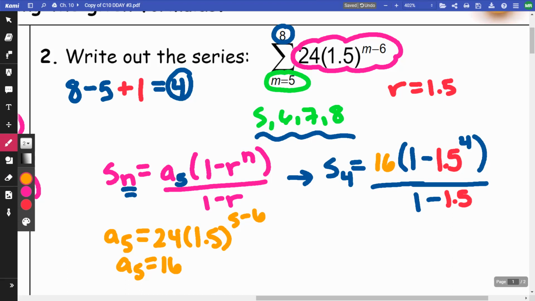So I'm going to work this out. I'm going to put this into my calculator. And I end up getting 130 for my answer.